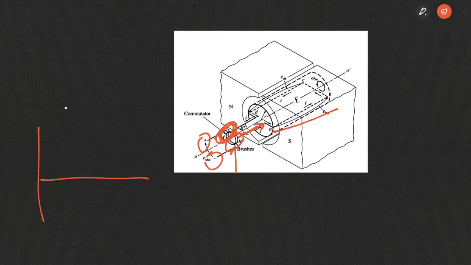We'll be extending this concept of the simple rotating loop to actual DC generators. We have derived the induced voltage. We need to derive the induced torque, which will refer to the motoring mode of operation of this simple rotating loop. We will do that in the next session.